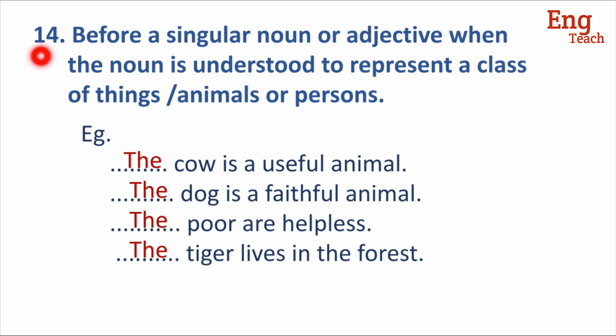Rule number 14. The is used before a singular noun or adjective when the noun is understood to represent a class of things, animals, or persons. For example, the cow is a useful animal. Here, this cow represents the whole cow class. The dog is a faithful animal. The poor are helpless. Here, the poor, an adjective, represents all poor persons. The tiger lives in the forest.